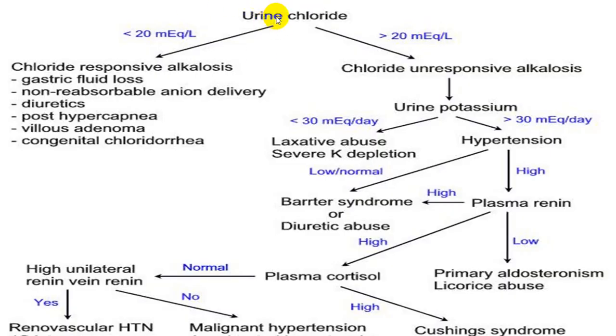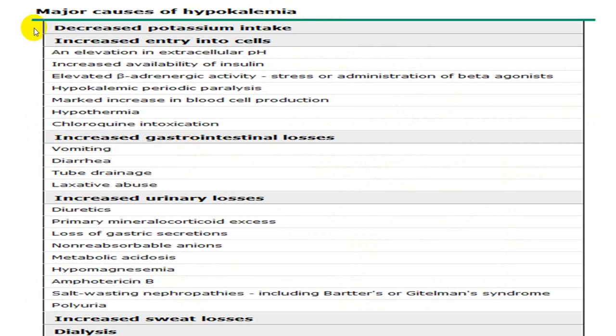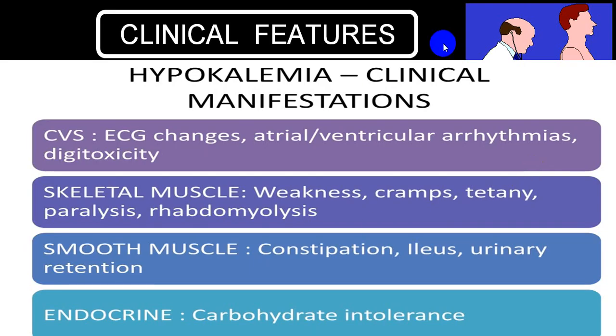We already mentioned urinary chloride level previously. Here it is more than 20, less than 20. In the previous one it was 10. These are the decreased potassium intake causes, major causes. We already mentioned, so I am skipping this slide.